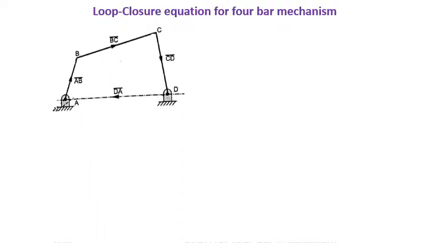So next we are going to find the loop closure equation for 4-bar mechanism. For that, let us consider a 4-bar mechanism ABCD. It is in space. Therefore, we have to represent this 4-bar mechanism within the coordinate system. Let us consider x and y axis, real and imaginary axis. And before that, you can see the direction.